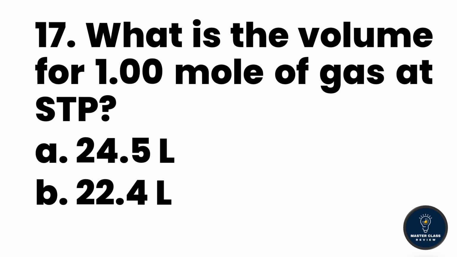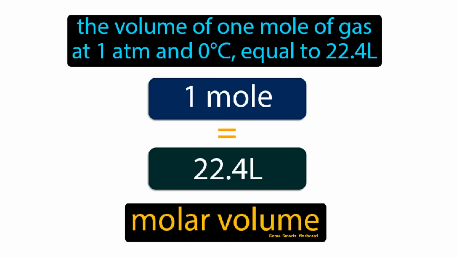What is the volume for 1.00 mole of gas at STP? The answer is letter B, 22.4 liters. Just remember this equivalence. The volume of 1 mole of gas at 1 atmosphere and 0 degrees Celsius is equal to 22.4 liters, and we call this molar volume.